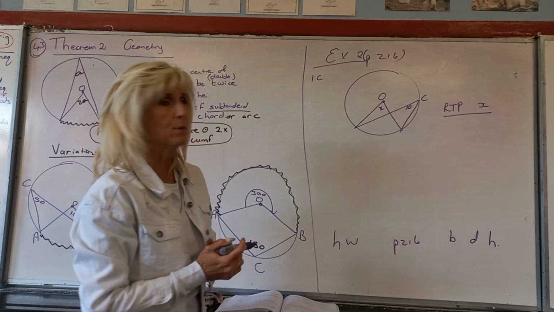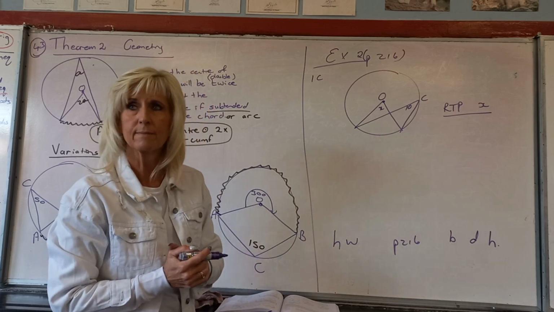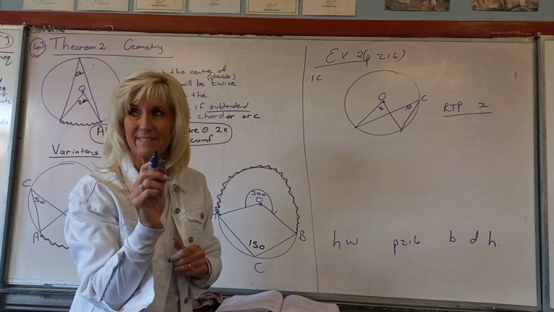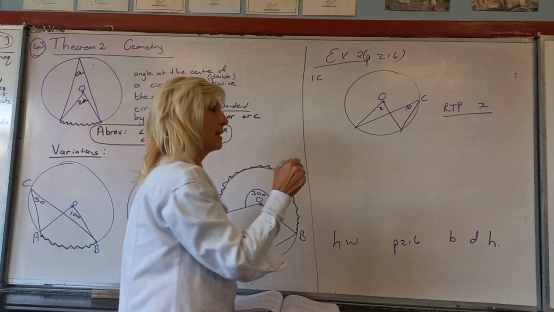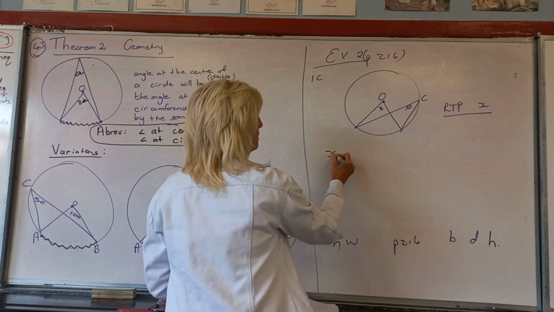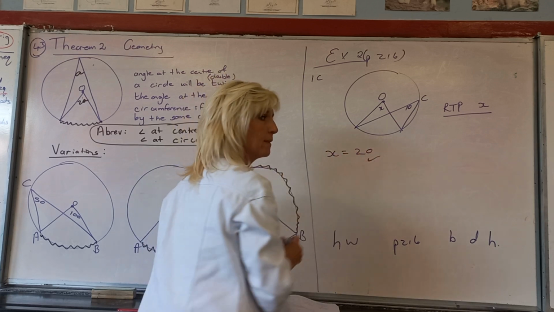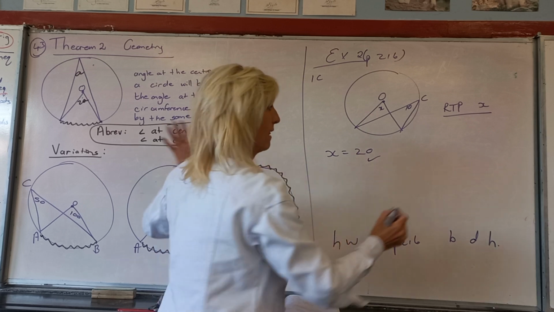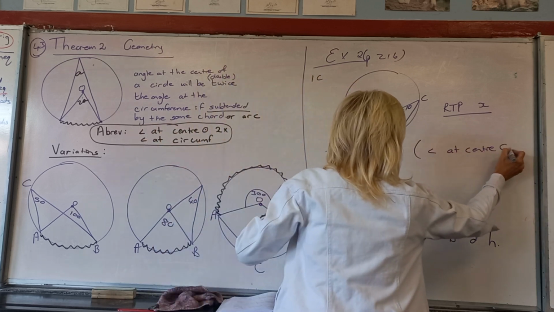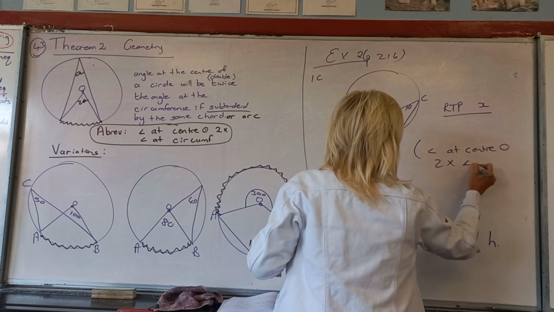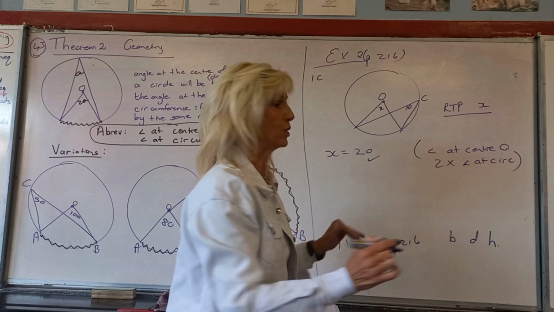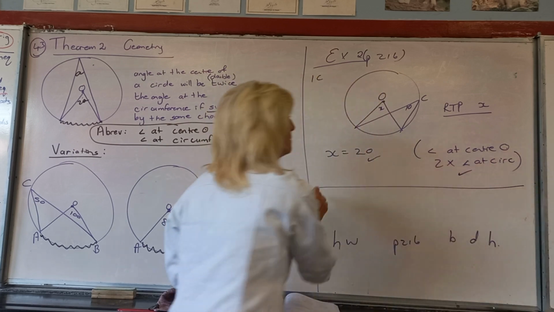So can everybody see what x is? Yes. What is it? 5. There's the mistake. No, 20. It's 20. Because the angle at the center is twice the angle at the circumference. What do you need to write? X is 20 for 1 mark, and that's it. Angle at the center. Reason? Angle at the center of a circle is twice the angle at the circumference. Boom, finished. 2 marks.